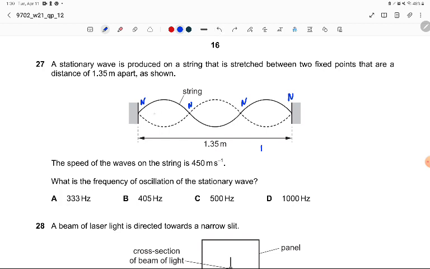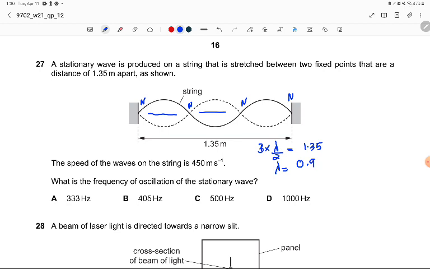1, 2, and 3. So 3 into lambda over 2 is actually equal to 1.35. So lambda should be equal to 2 into 1.35 divided by 3, and that gives me 0.9. So lambda is 0.9 and the speed is 450.